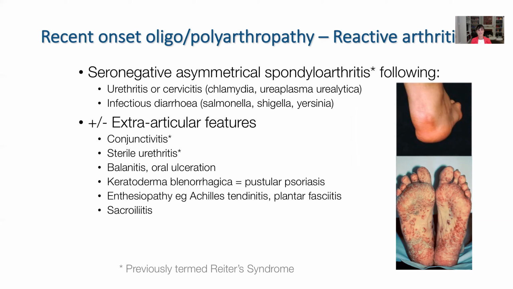Some of the other features include balanitis, that is inflammation around the head of the penis, and oral ulceration, severe pustular psoriasis on the palms and soles of the feet, which is referred to as keratoderma blennorrhagica and is seen in this image on the right-hand corner of the slide. Enthesiopathy is mentioned previously, and of course sacroiliitis.